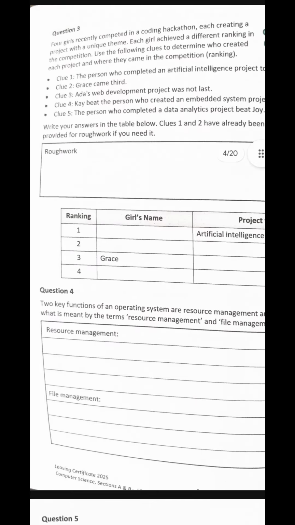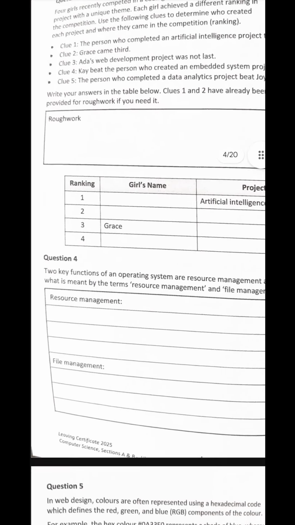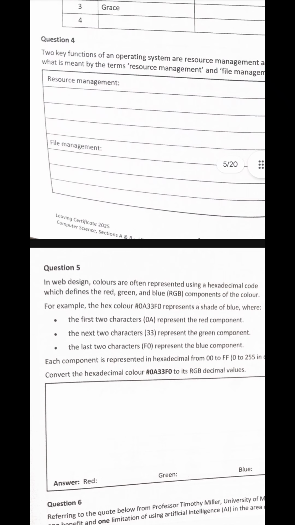Question three is a computational thinking puzzle, and that's always lovely because people get them and they're like, I didn't even need to study for that. And good job, you. If you're a Sunday puzzle person, you'll fly through those questions.